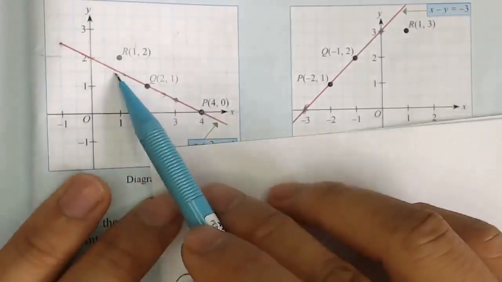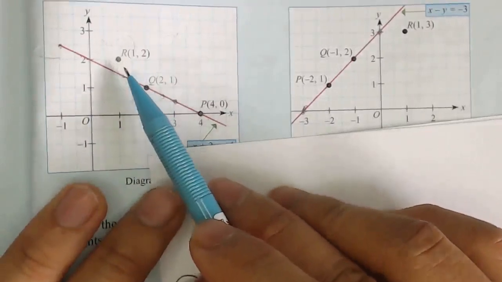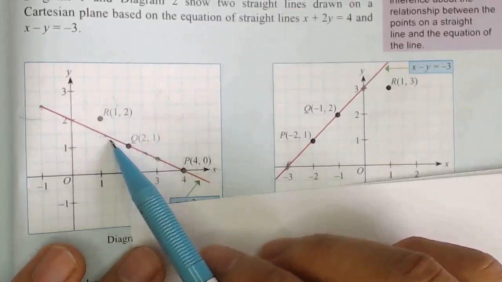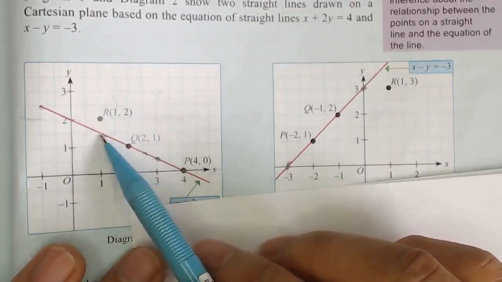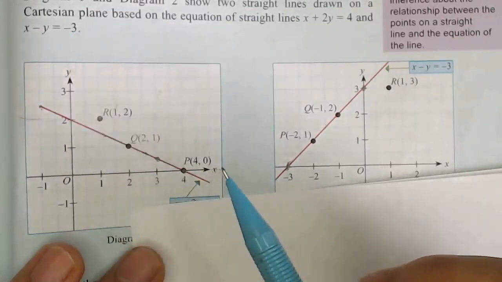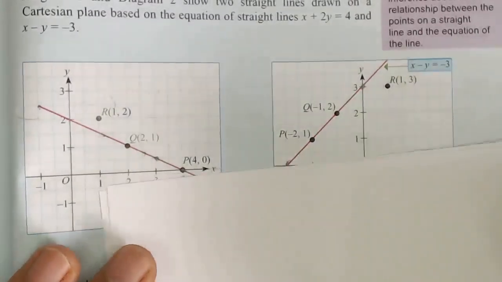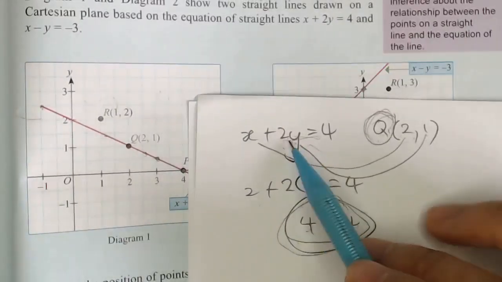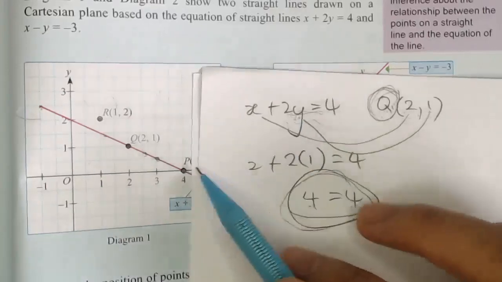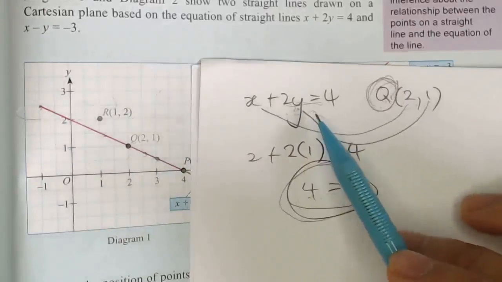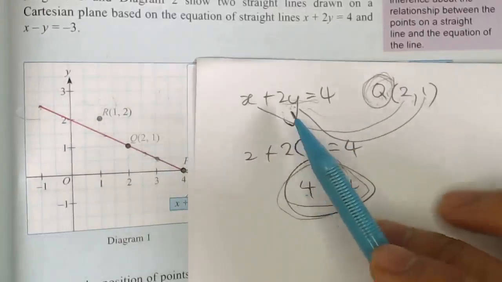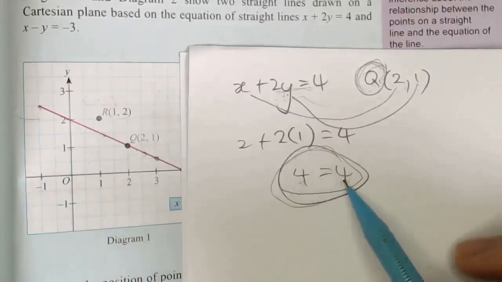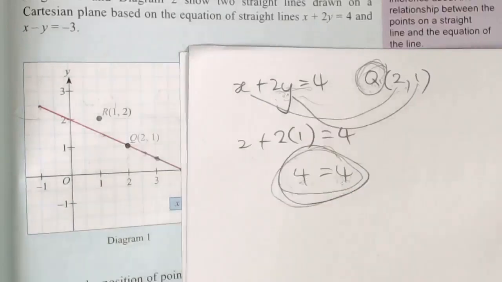Okay, now let's test R. We know already that R, this point here, is not on this straight line. So the quick idea for you: once we substitute the value of R in the equation of this straight line, will we have the same value, left equal to right? We will not. That is the quick idea.